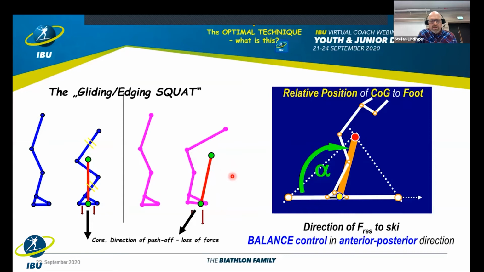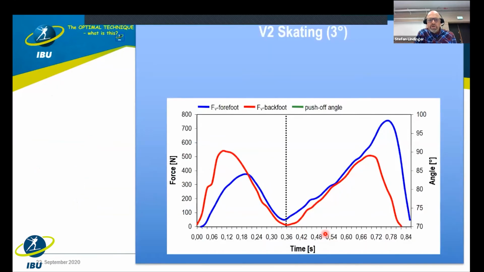And we hang in the toes, we hang in the poles, especially in V1 uphill. And the push after will for sure go backwards instead of sidewards to the edge of the ski. And this was measured in 3D analysis. So we measured this resultant force towards the ski in this alpha angle. And in top skiers, we found the following pattern. This is a ground reaction force. It's the forefoot force in blue and the heel force in red. And we see the phases of the movement here.